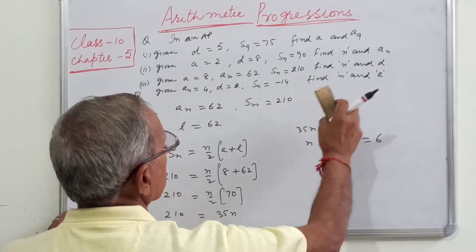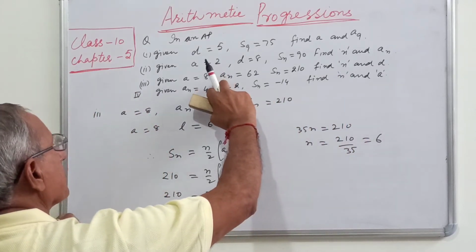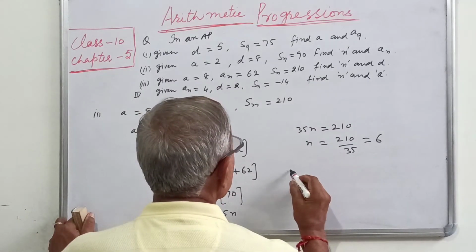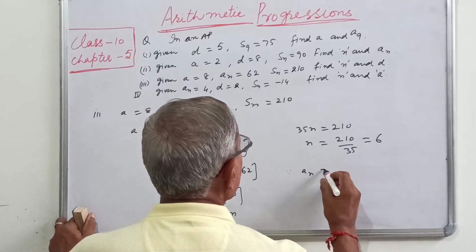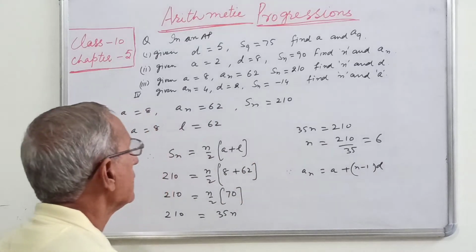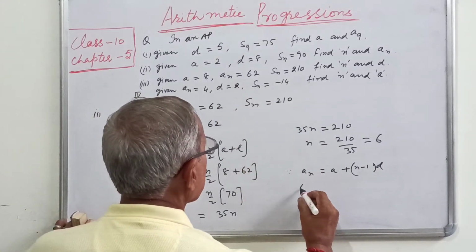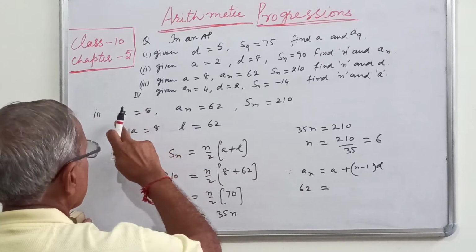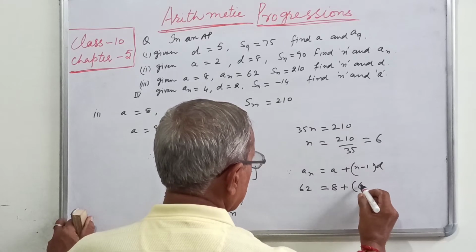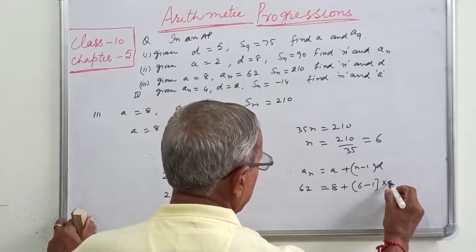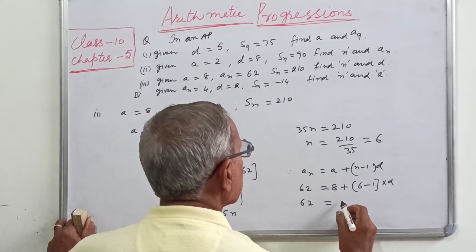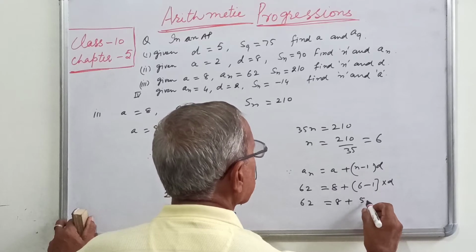Now we have to find the value of d. So for that we have to use this formula, an is equal to 62. Since an is equal to a plus n minus 1 into d, so an is 62, a is 8, n is 6 minus 1 multiplied by d, 62 is equal to 8 plus 5d.